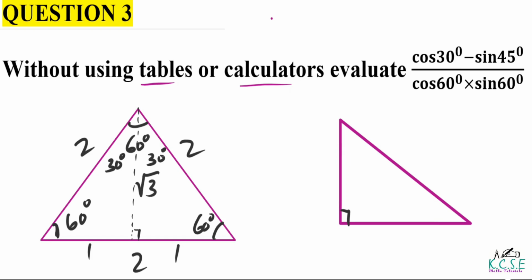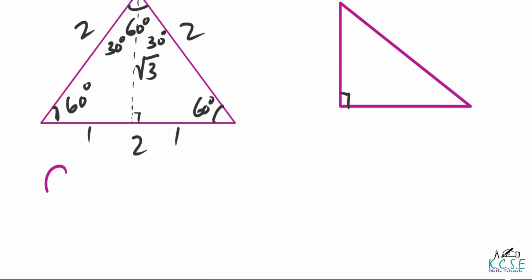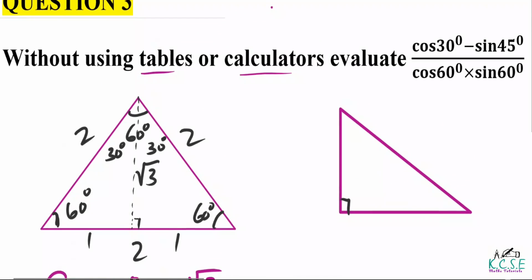Now the first thing we require is cosine of 30 degrees. We can use either of these two angles that are 30. Cosine is given by adjacent, which is root 3, over the hypotenuse, which is 2. Then we have sine of 45.